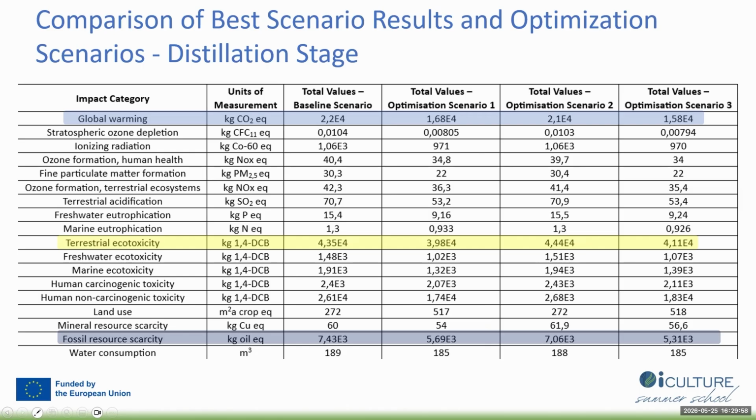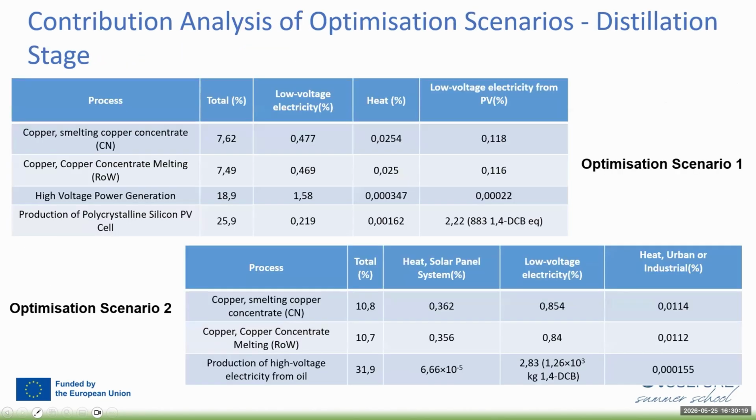To fully understand these shifts, we will now look at the detailed contribution analysis for each optimization scenario. This will allow us to isolate and identify exactly which processes and materials contribute the most to terrestrial ecotoxicity across all three models. Now, let's look at the detailed contribution analysis for our first two optimization strategies. Please keep in mind that the data displayed in these tables focuses specifically on the distillation stage, as this is the unit operation with the highest energy demand in our entire process.